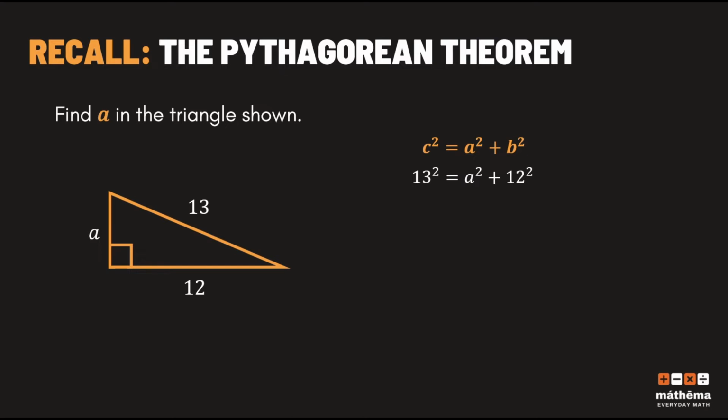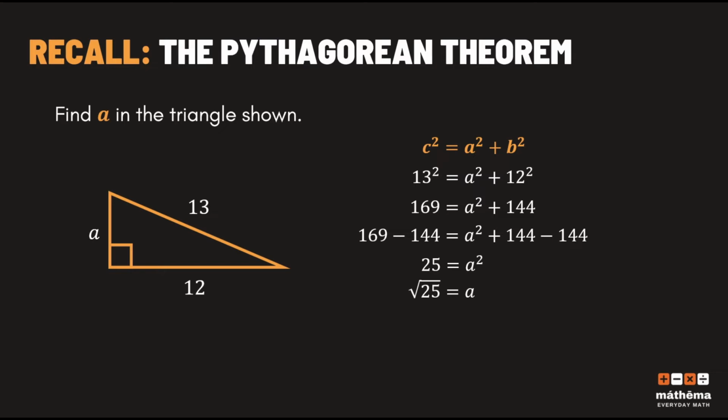Simplify. 13 squared is 169. 12 squared is 144. To get the value of A squared, we just simply subtract 144 from both sides. So that will give us 169 minus 144 is equal to A squared plus 144 minus 144. And this will give us 25 is equal to A squared. Extract the square root. So the square root of 25 will give us 5 units. Remember, we will disregard the negative value because we are dealing with measurements. We cannot have a negative value in our measurements. Take note of that one. So that's our Pythagorean theorem.